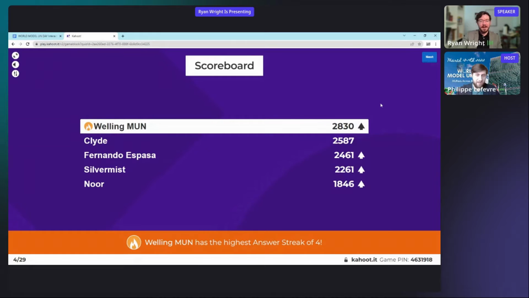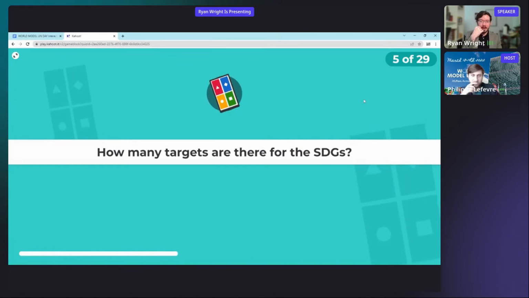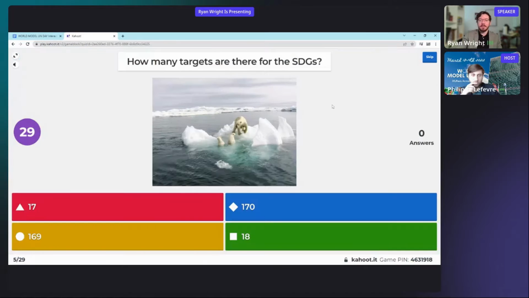Wellington, wow, with the highest answer streak of 4, taking the lead. How many targets are there for the Sustainable Development Goals? 17, 170, 169, or 18? I'll get my special pin out just for this. My SDG pin.